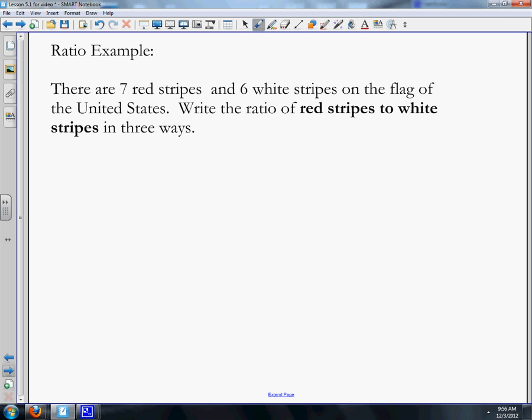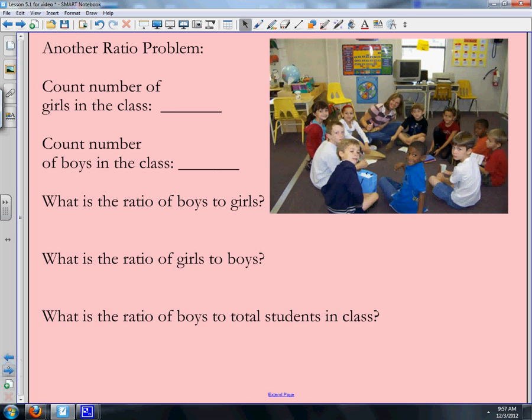All right, so there are 3 different ways to write this. First, I can write 7 to 6. You're always going to start with the first number that is said, and then the second number comes second. I can write 7 dot dot 6, or I can write 7 divided by 6 as a fraction. So those are the 3 ways. Pretty simple. All right, another ratio problem.